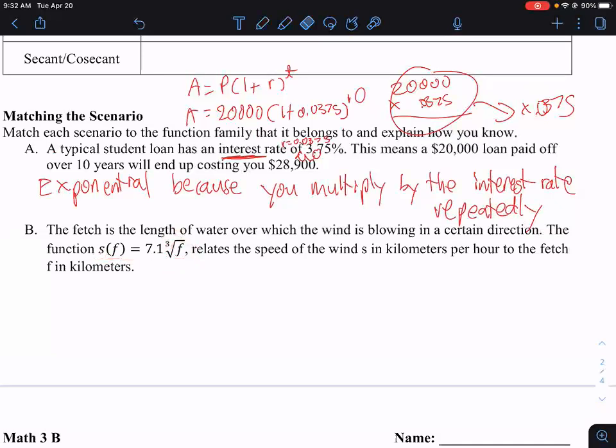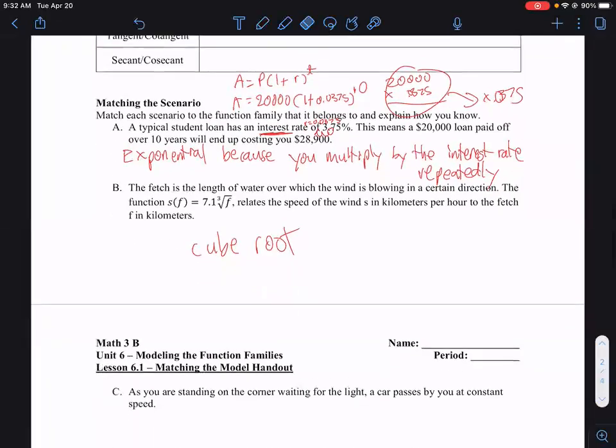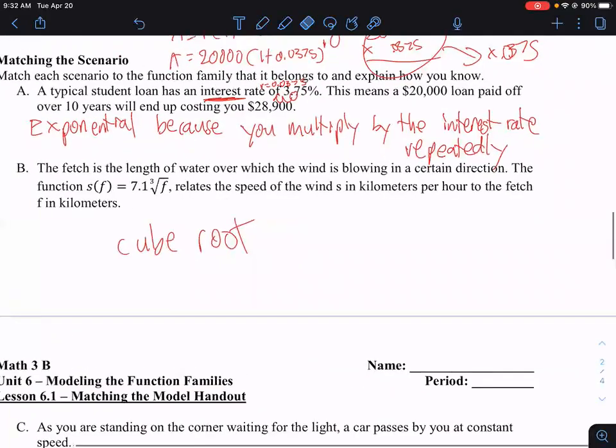Right, so here they just give you the function, so you can see the cube root, but for some of the other functions, it won't be as obvious. All right, so this one, the explanation is kind of silly.